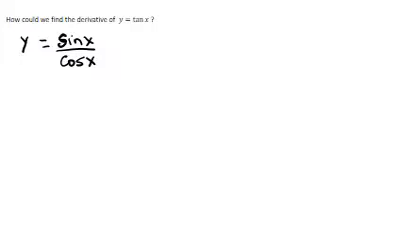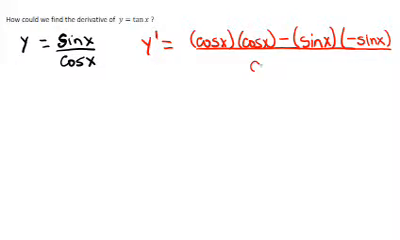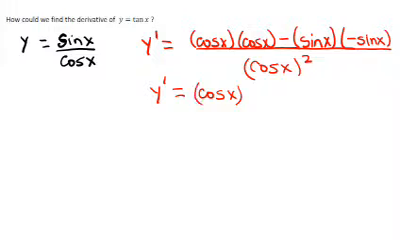So to find the derivative, y prime is the derivative of the numerator, the derivative of sine is cosine, times the denominator unchanged, minus the numerator times the derivative of the denominator. The derivative of cosine is negative sine, all over the denominator squared. If I simplify a little bit in the numerator there, cosine x times cosine x makes cosine x squared.